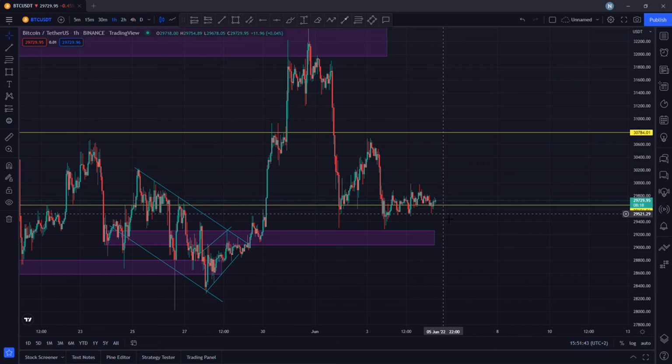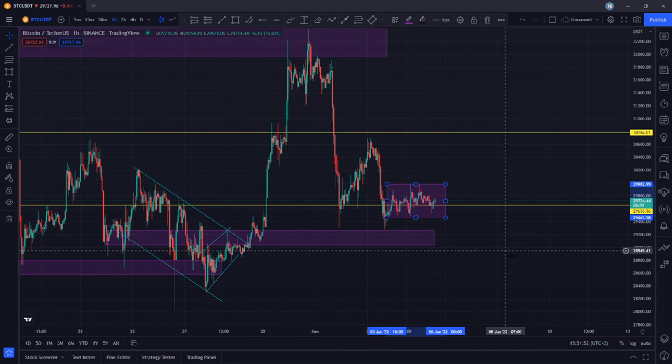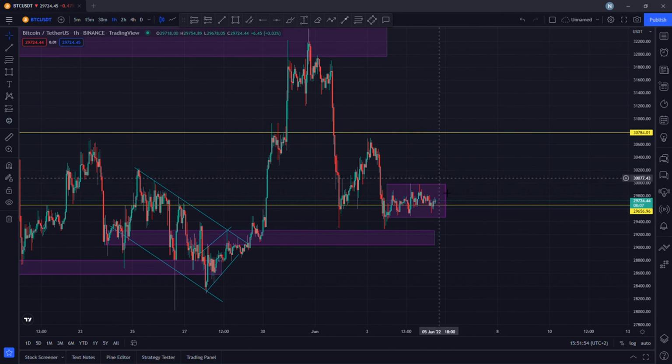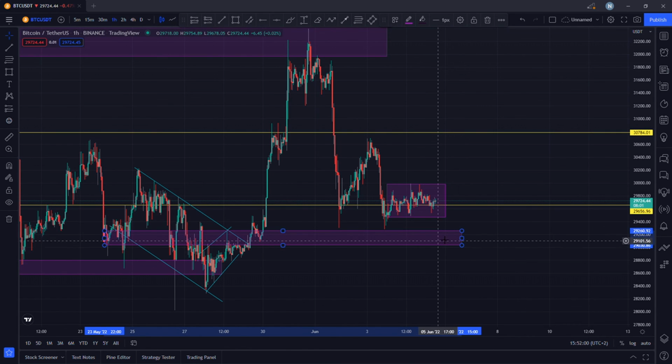So we'll just add that consolidation box, and we'll see what it does, if it breaks above and shoots up to this area, or will it shoot up to this support area and give us a retest, or will it break below that retest area?